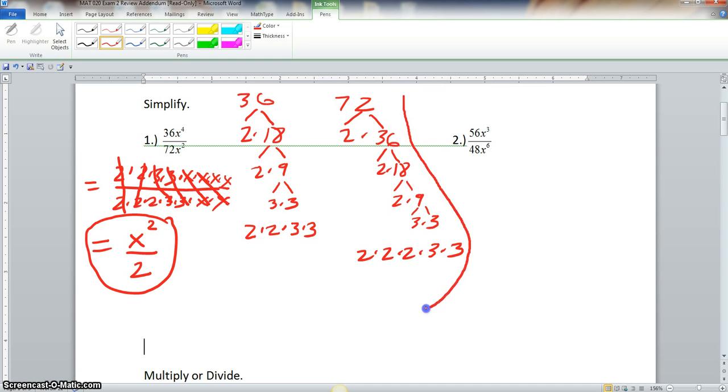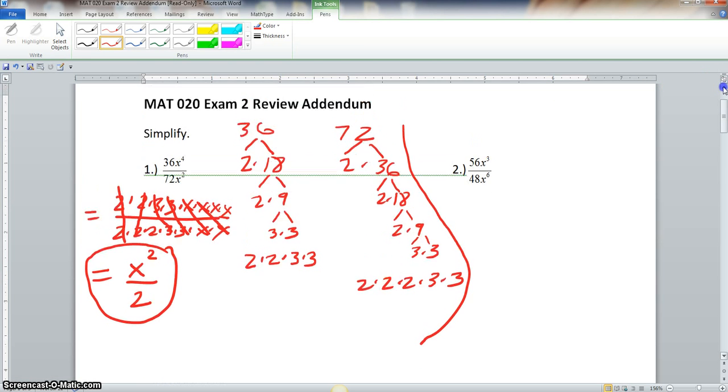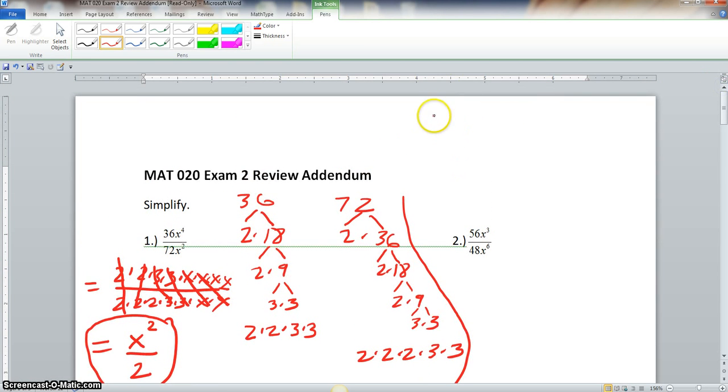Now we go to problem number 2. We have 56x cubed over 48x to the 6th. Now, what we need to do is take the prime factorization of 56 and also 48. So I'm going to scroll up here so we could do 56 and 48. 56 breaks down to 2 times 28. 28 breaks down to 2 times 14. And 14 breaks down to 2 times 7. So we will have 3 2's and a 7.